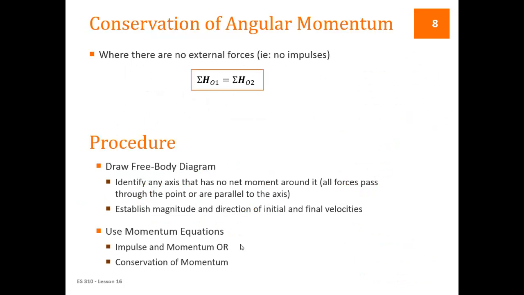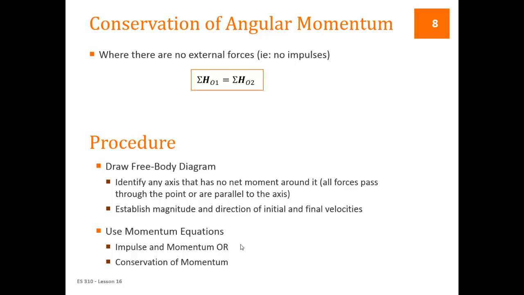Alright, so just like when we had linear momentum, we did impulse momentum, and then the next lesson we did conservation of linear momentum, we also have conservation of angular momentum. So when there's no external forces or no impulses on our system, then angular momentum is conserved. Right, so that means that h1 is equal to h2 for all of the bodies in our system.